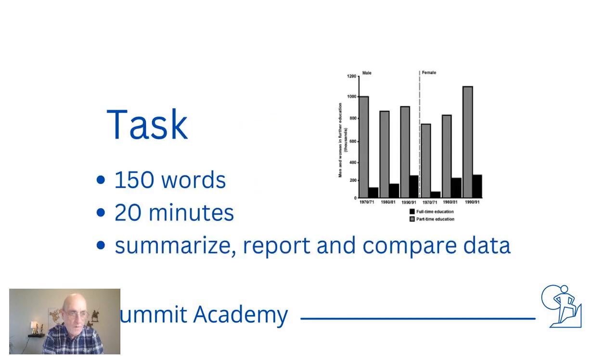Just to give you an overview of task number 1 in the academic writing section, this is where you're asked to write 150 words, and you will want to allot 20 minutes to do this task. And all your task is to do, if you want to achieve the task that's required, you're asked to summarize and report and compare data on a graph, a chart, or a diagram.